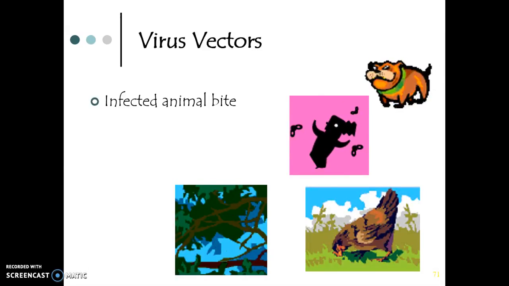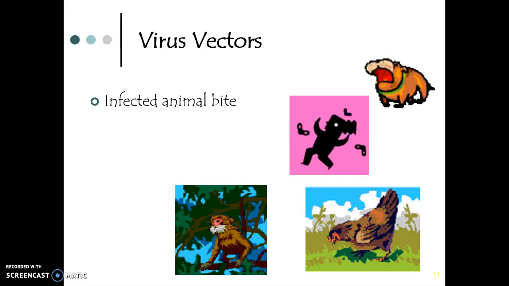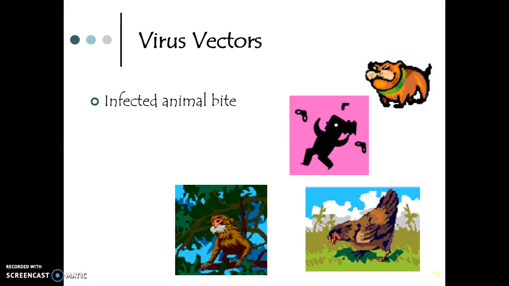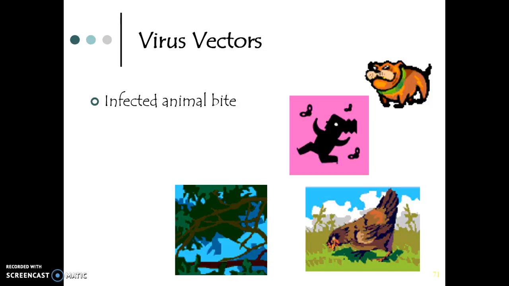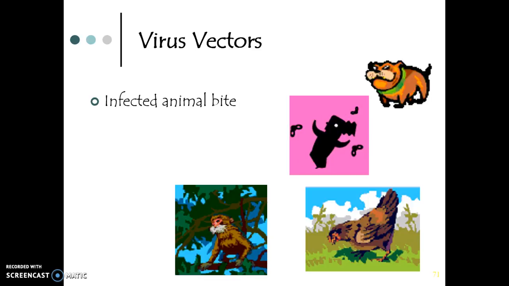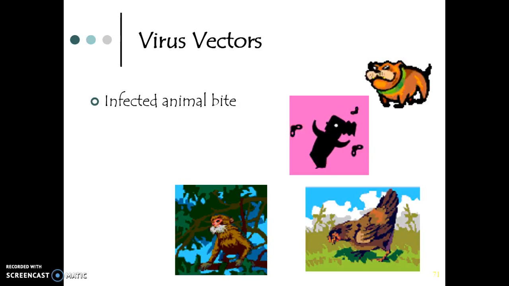Infected animal bites are another way that virus vectors can travel. The avian flu through birds. Rabies is a virus that travels through infected mammal bites. And interesting fun fact, one mammal that rarely ever gets rabies is the possum. So if you get bitten by a possum, there's a 99.9% chance you don't have to worry about rabies. There's also the West Nile virus that travels through mosquito bites.